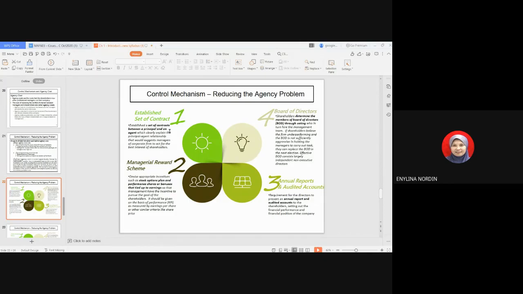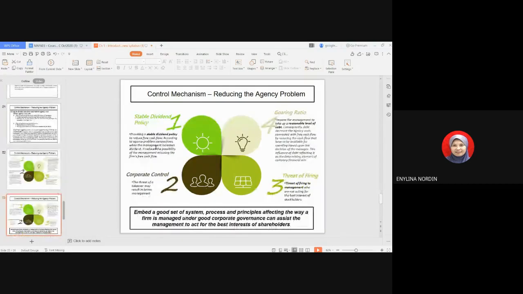The cost that you have to spend for these four is what we call agency cost, and this one is basically a direct agency cost because it involves a quantitative amount in RM.